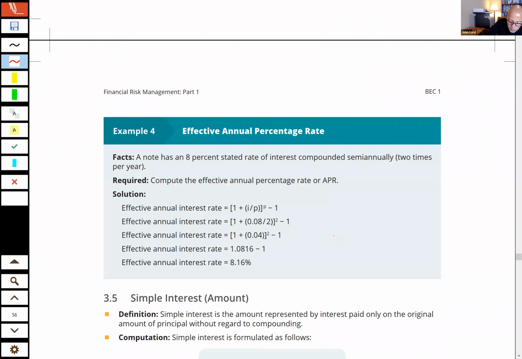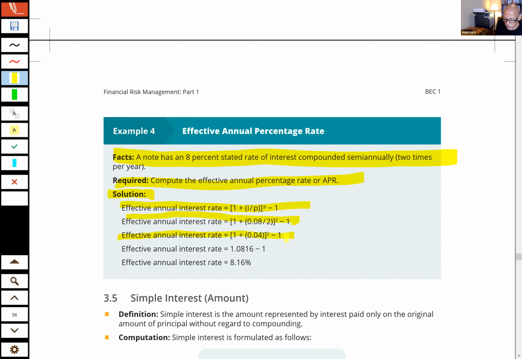So you can see here from the facts, 8% stated interest rate, compounded semi-annually, 2 times a year. When you look at the solution, you're going to use the formula. You put that information in there, 2 periods. That gives me the effective rate, and we always take that minus 1, and then that's going to give me the effective interest rate here of 8.16.